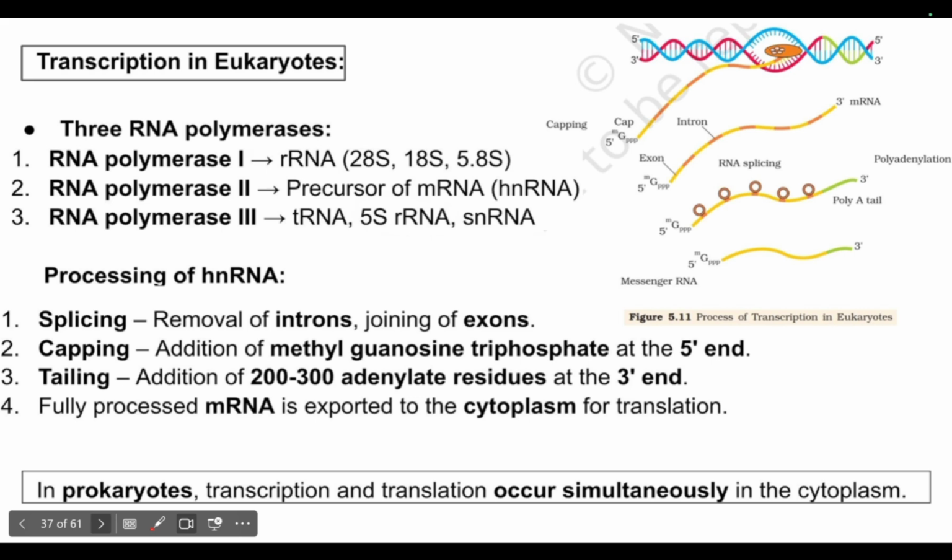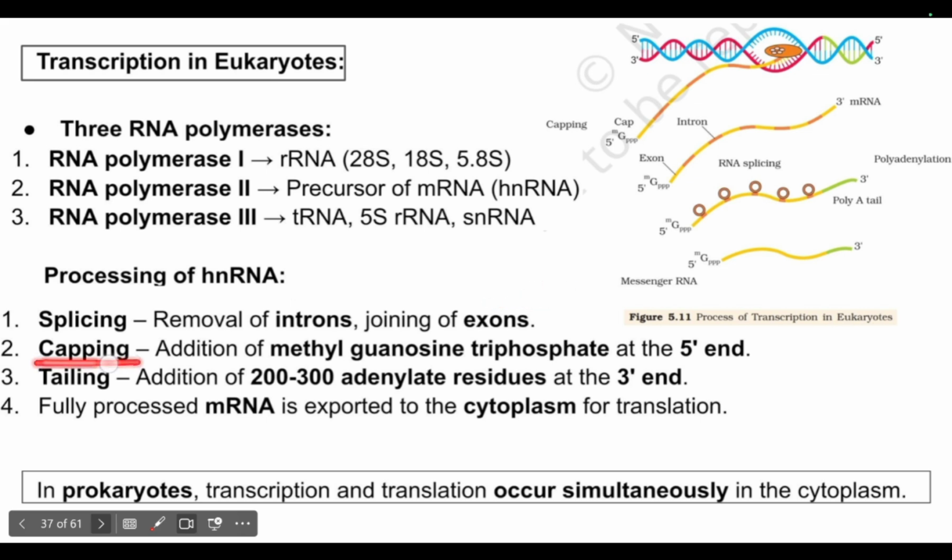Then once the precursor of mRNA, that is hnRNA, is synthesized, it undergoes processing. The processing of hnRNA involves splicing, which is the removal of introns and joining of exons. Remember, intron is the non-coding part, whereas the exon is the coding part. So intron is removed and exon is joined.